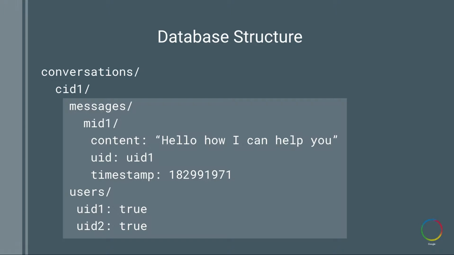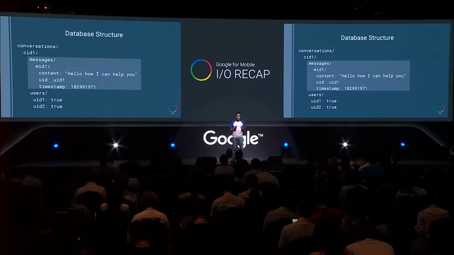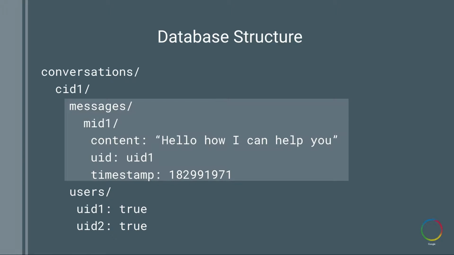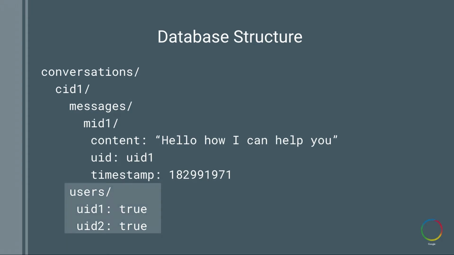app. Under each individual conversation, we have the message node that contains the list of all messages in that conversation. In each message, we have the message content, the user ID of the author of the message, and then the timestamp at which the message was posted. And then under the users node, we have the list of users who are participating in that conversation. This includes both sellers and buyers.